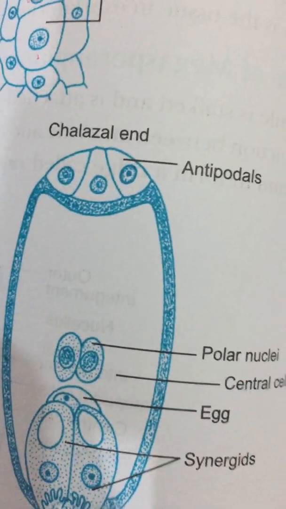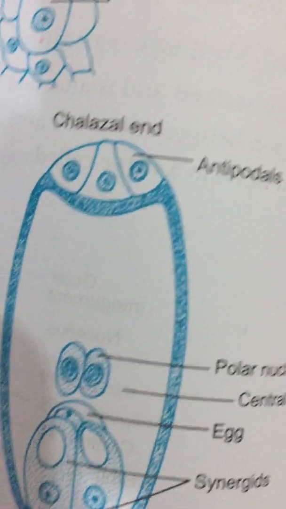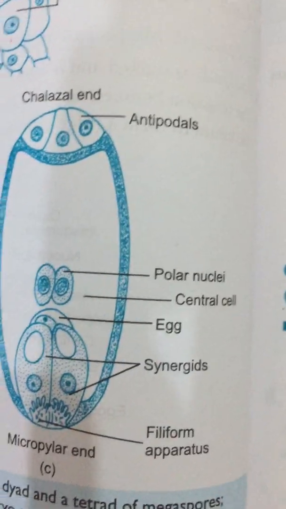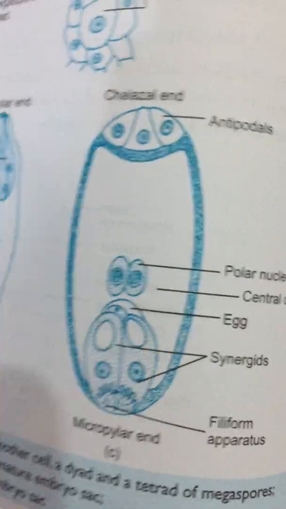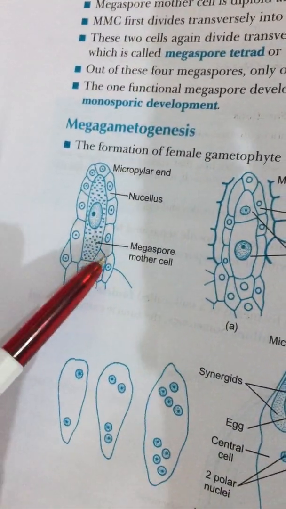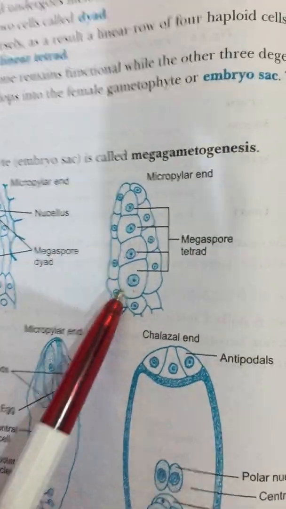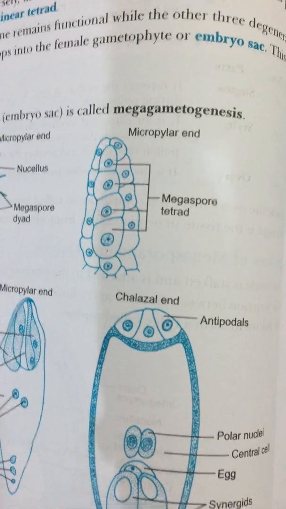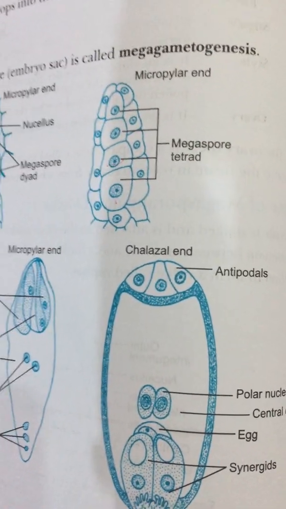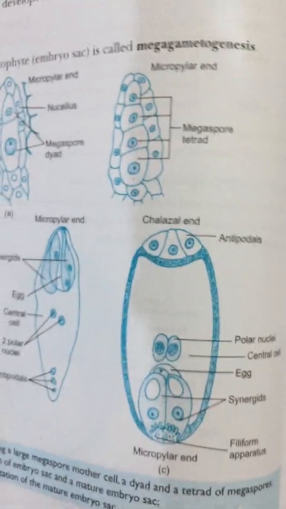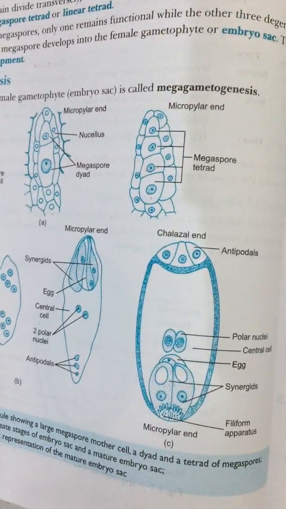This is called 7-celled 8-nucleate because of the fusion of polar nuclei to form a secondary nucleus. This type of development is also called monosporic development. Monosporic development means the development which takes place from a single functional megaspore. So I think the formation of female gametophyte is now clear to you. Just look at the diagram and the important points once.